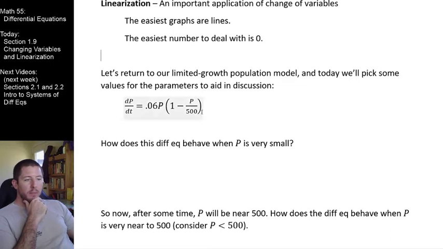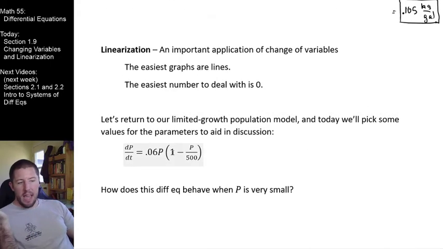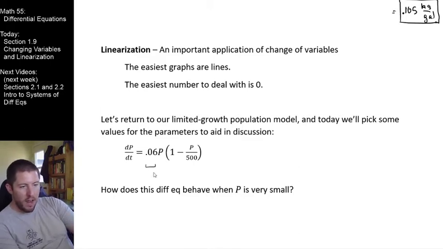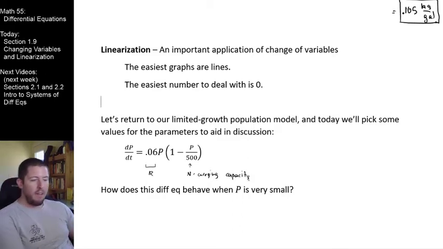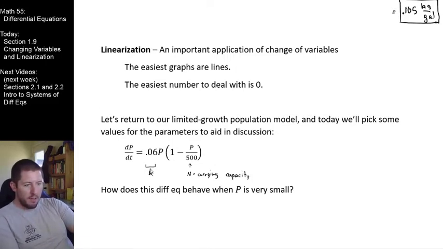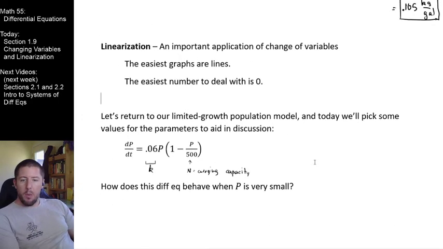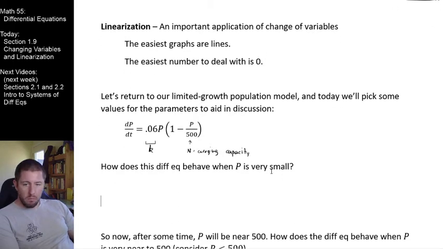So let's return to our limited growth population model, and today we'll pick some values for parameters. This 0.06 is the growth constant, that K we normally see. That 500 is our M, our carrying capacity. So we recognize this general format. We've just dealt with this very generally so far, rather than having particular numbers in there, but let's pick some numbers for the sake of our arguments today. So what I want to know is this. When P is very, very small, what is this differential equation doing?